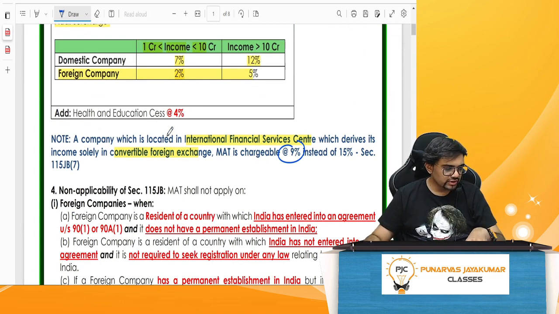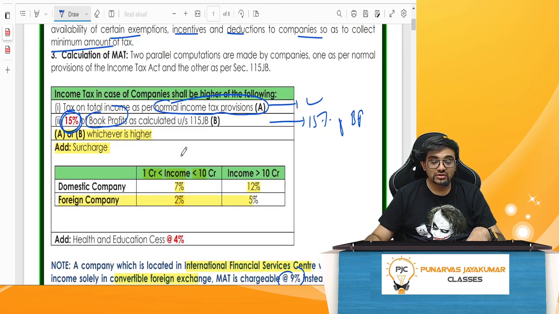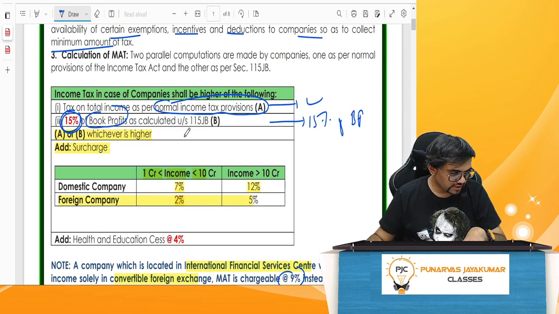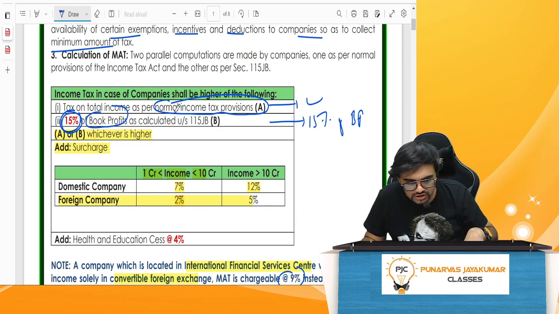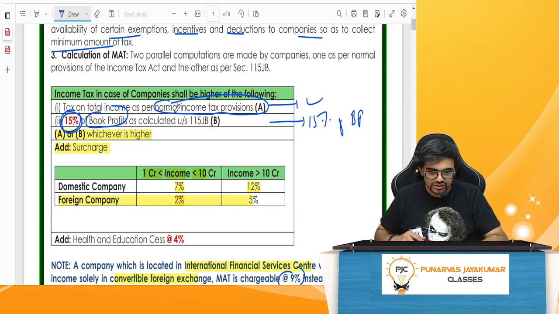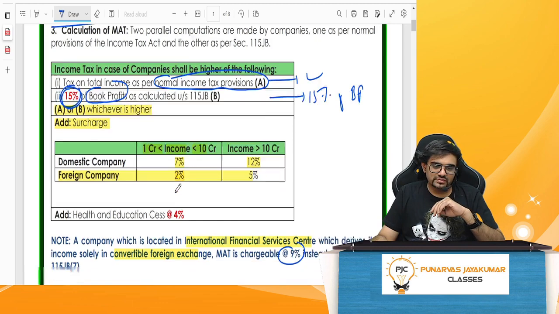And of course, I told you already, tax on total income, how much will it be. Then book profits also you need to see, and whichever is higher is what you need to understand. Very simple. So one, book profit is so much amount. To that you add surcharge and cess. Similarly with normal tax, you do the same thing. Then whichever is higher is what you need to see. So A or B, whichever is higher. For everything you have to add surcharge, because surcharge and cess will be the same anyway. Compare the two and see whichever is higher. Very, very simple.